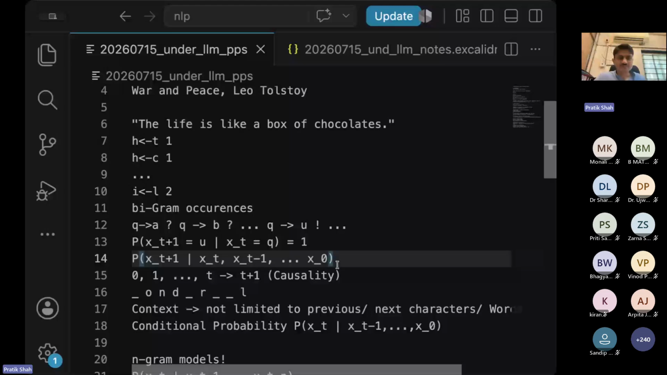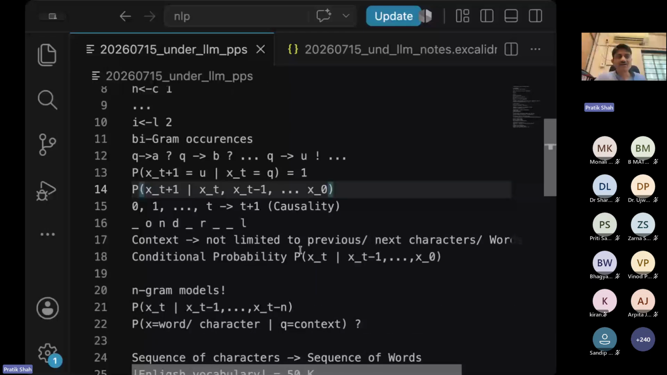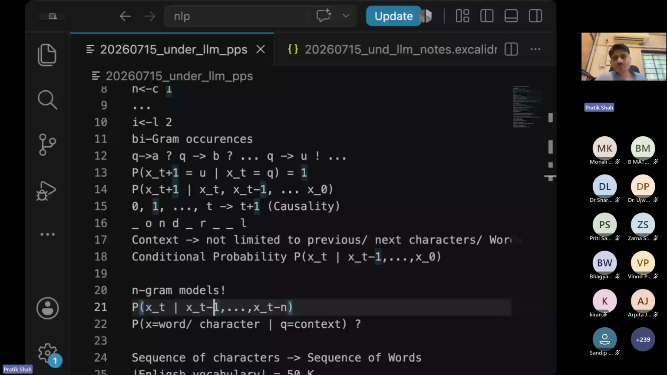So 2-gram model, 3-gram model, n-gram model. If I have 1-gram model, I have one word with me and I want to predict what is the next word. In 2-gram case, I have two words with me. I want to predict the third one, and so on. So for n-gram model, I have previous n words. I want to predict the n plus 1th word.